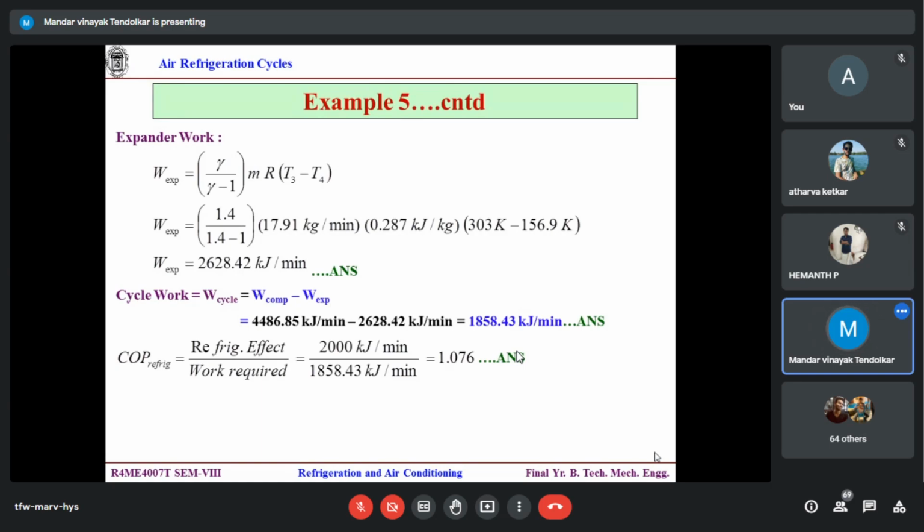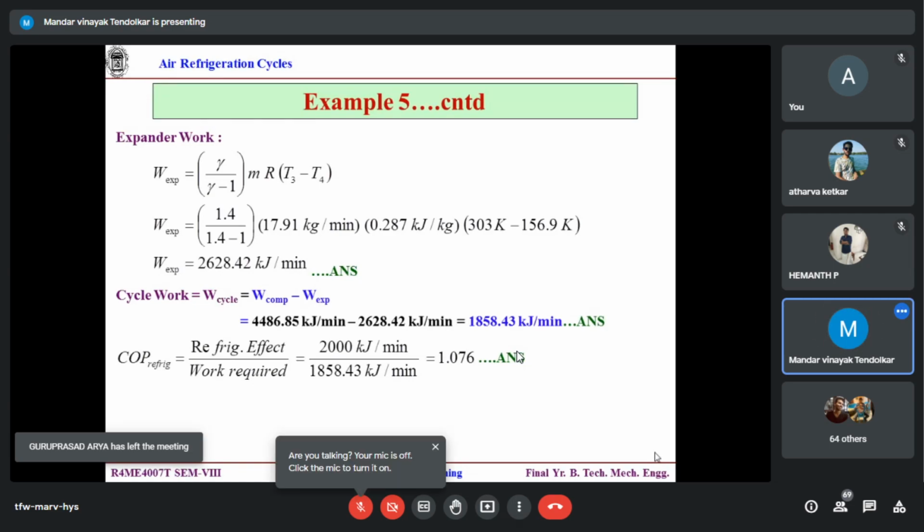Always you will see that compressor work is much higher. Here you can see compressor work is just less than double of the expansion work, because expansion is free, compression you have to do it. So this is the net work, and that is your denominator. So you get the COP. Is the COP calculation correct? Yes, sir, it is correct.